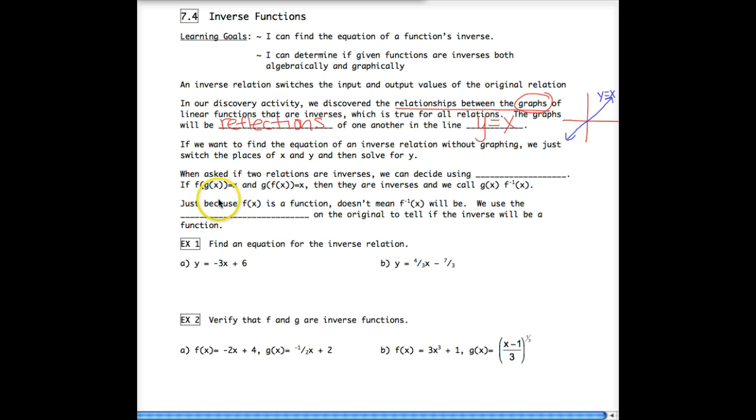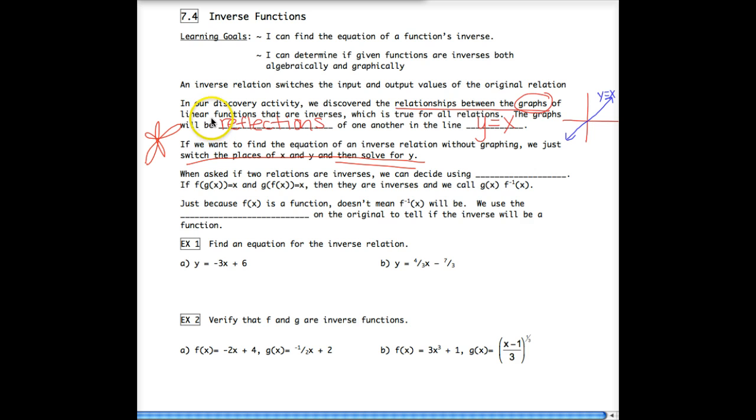If we have the graphs, it's really easy, but if we don't already have them, it just takes a lot of time. So we also want to be able to find the equation of an inverse relation without graphing. The way that we are going to do that, and this is probably the most important new thing, because this we didn't do in the discovery activity, is this: to find the equation of an inverse relation, you switch the places of x and y and then solve for y. So if it gives you an equation and asks you to find the inverse, switch x and y and then get y alone, and that's it.